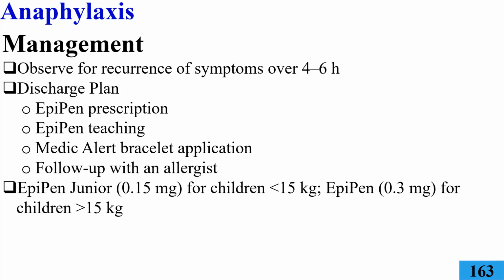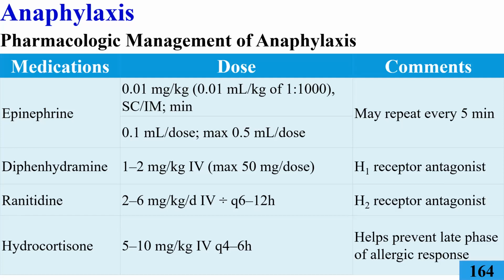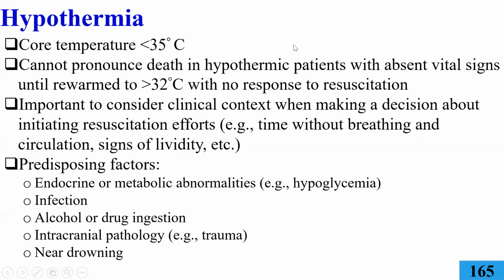Is it an adrenaline auto-injector? Yes, it's the adrenaline injector. It's like the growth hormone or the insulin pens. The child can use it as an auto-injector, and you can give it even over the clothes. Yes, it's called EpiPen, and we have EpiPen Junior. The difference is the dose. Junior is 0.15, and the EpiPen is 0.3. It's just like a ready-made adrenaline dose, and the child or whoever is nearby can use it. And you have the pharmacological medications for anaphylaxis. I'm going to pass on it for the sake of time.